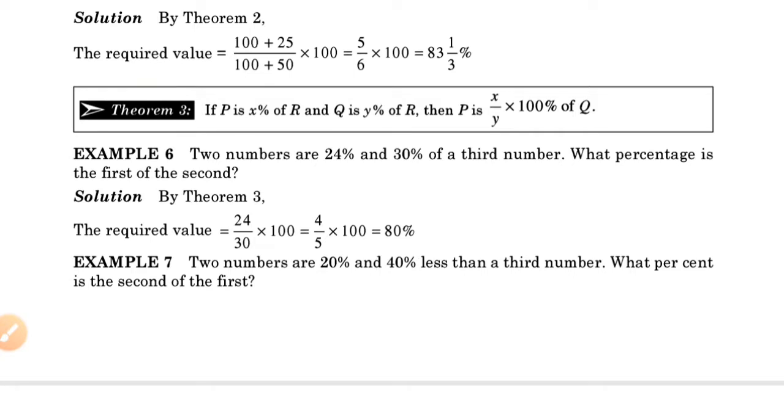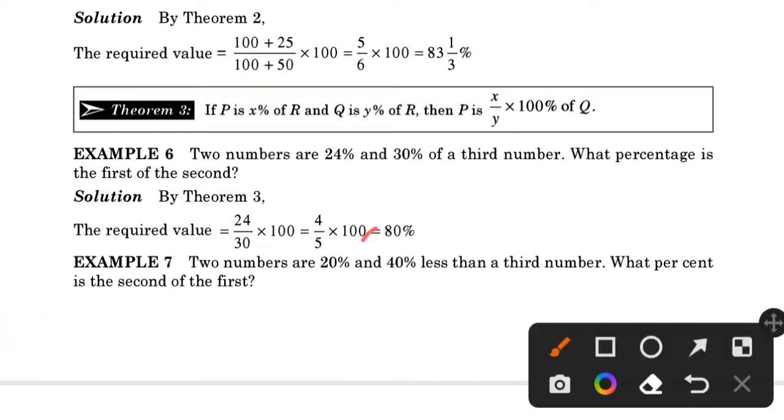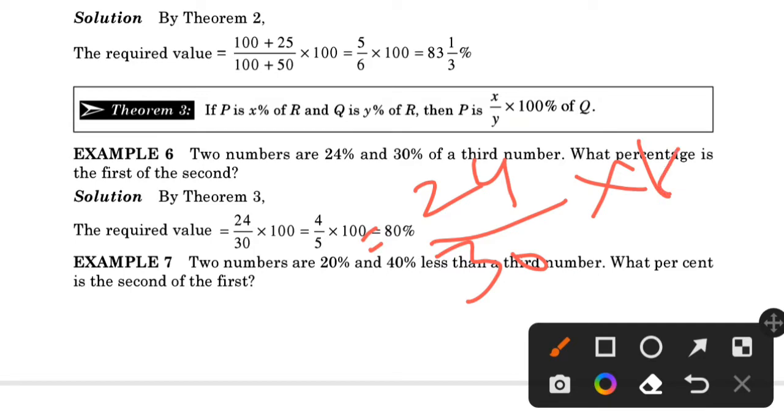In example number 6, two numbers are 24% and 30% of a third number. What percentage is the first of the second? So by theorem 3 we have to find the required value x over y, that is 24 over 30 into 100, which gives us 80%.